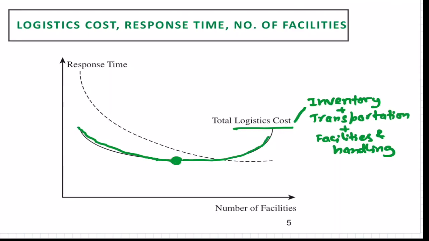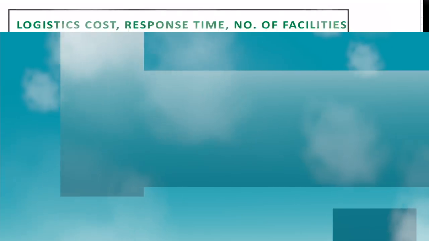Initially when the number of facilities is increasing, inventory cost may go up slightly, but transportation cost comes down. But when the number of facilities increases beyond a certain point, the total logistics cost starts to rise again because the facilities cost and inventory cost will be much higher. On the other hand, when the number of facilities increases, response time continues to go down and down.